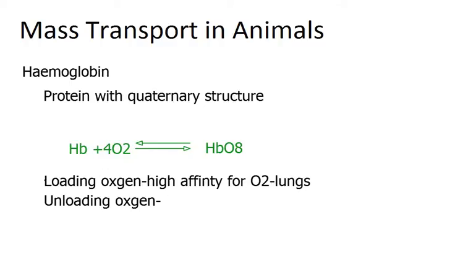So the same with unloading, it means that the haemoglobin has a low affinity as it doesn't bind to it anymore, so the oxygen is released, and this often takes place in the muscles where you need the oxygen for respiration of cells so they have energy.